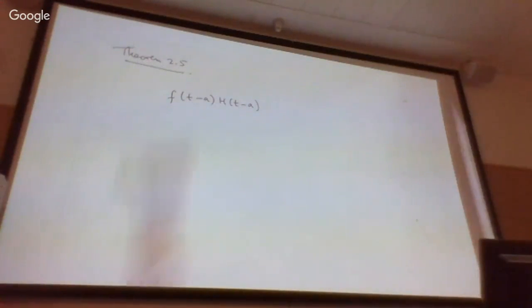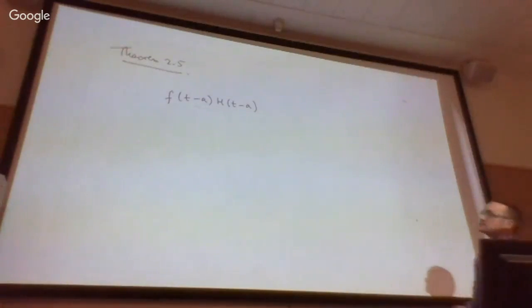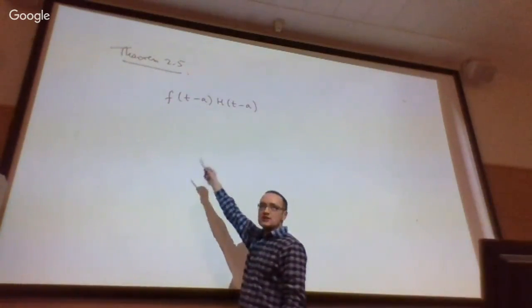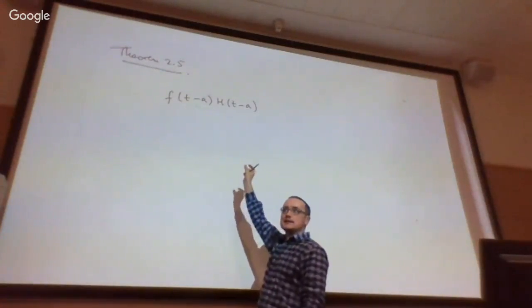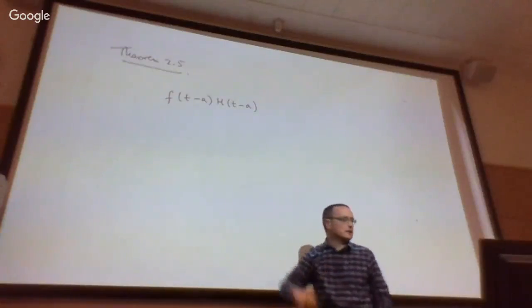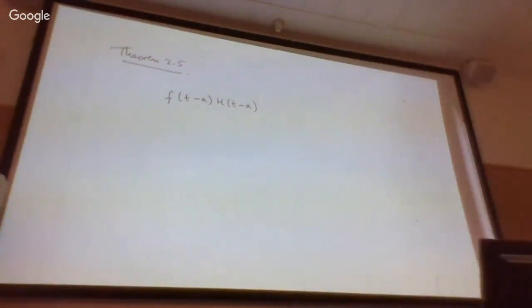And it isn't any old product. What's special about it is that both functions are evaluated at the same shifted argument. So the function f is not a function just of the variable t, but rather a function of the difference t minus a. And h is evaluated at t minus a.